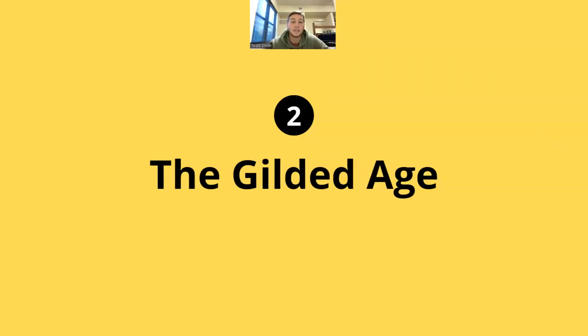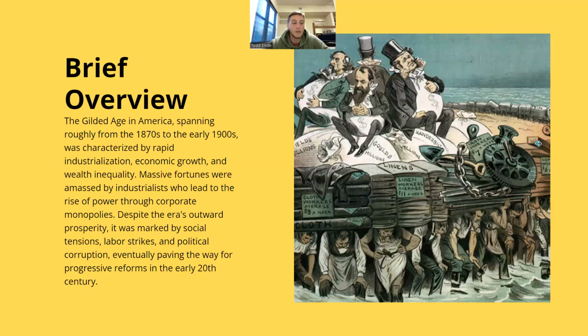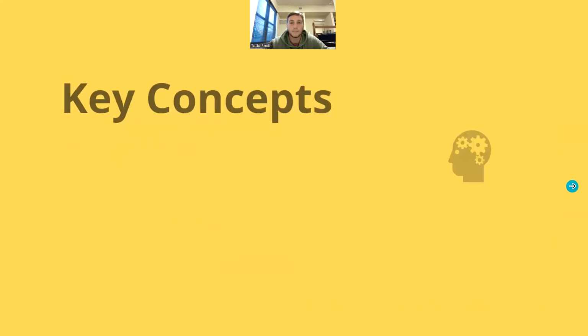Next topic will be the Gilded Age. The Gilded Age in America, spanning roughly from the 1870s to the early 1900s, was characterized by rapid industrialization, economic growth, and wealth inequality. Massive fortunes were amassed by industrialists who rose to power through corporate monopolies. Despite the era's outward prosperity, it was marked by social tensions, labor strikes, and political corruption, eventually paving the way for progressive reforms in the early 20th century.